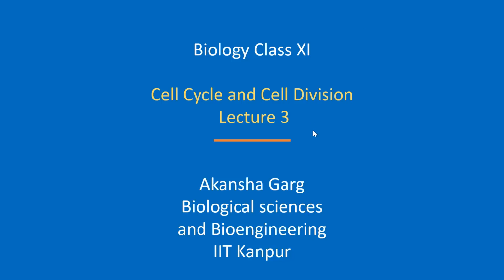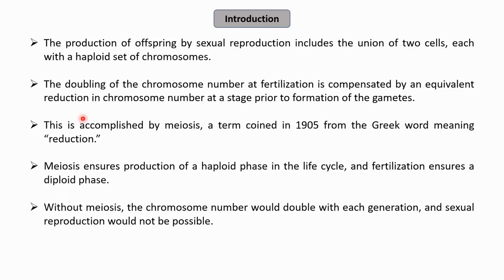Starting with the introduction, the production of offspring, especially in sexually reproducing organisms, includes the union of two cells. For example, in humans, the fusion of the sperm gamete with the ovum leads to the formation of a zygote. So in organisms where offspring are produced by sexual reproduction, it includes the union of two cells, each with a haploid set of chromosomes.